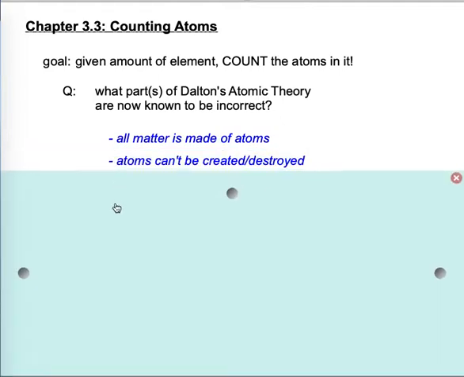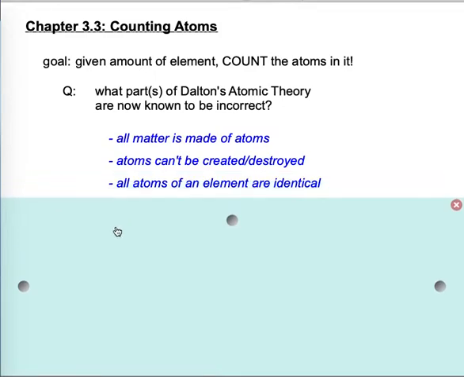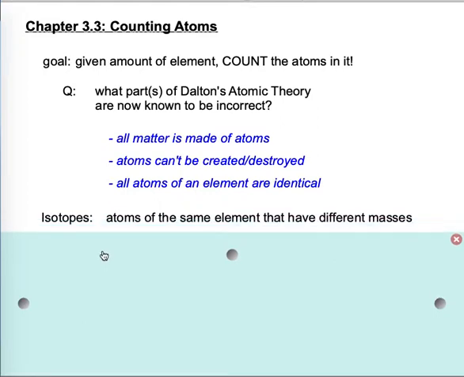Another part that's not correct is that atoms can't be created or destroyed. We now know that in nuclear processes like fission and fusion, atoms can be created and destroyed, but Dalton didn't know about that either. The final part that we know is incorrect is that all atoms of an element are identical. Wait, what? You can have two atoms of the same element that are not identical to each other? Yes, because Dalton didn't know about isotopes.